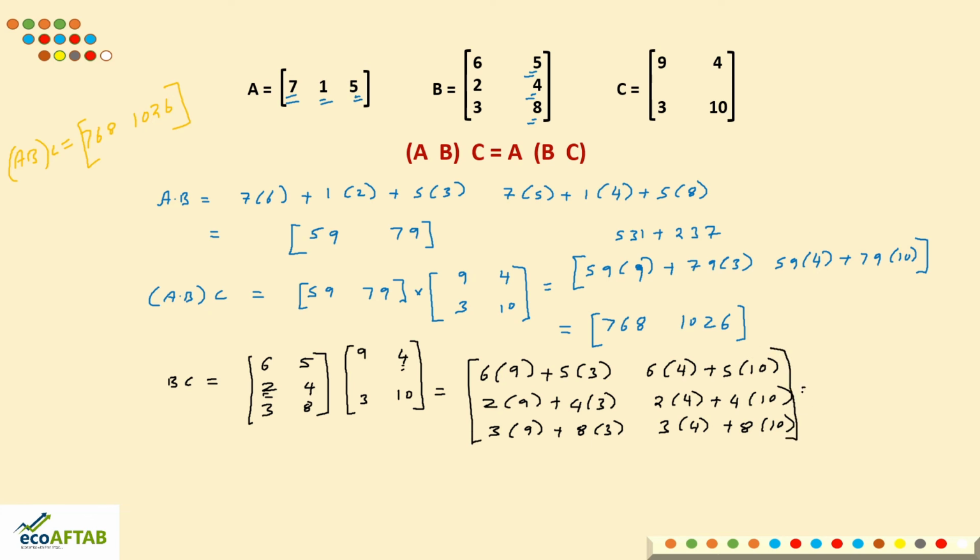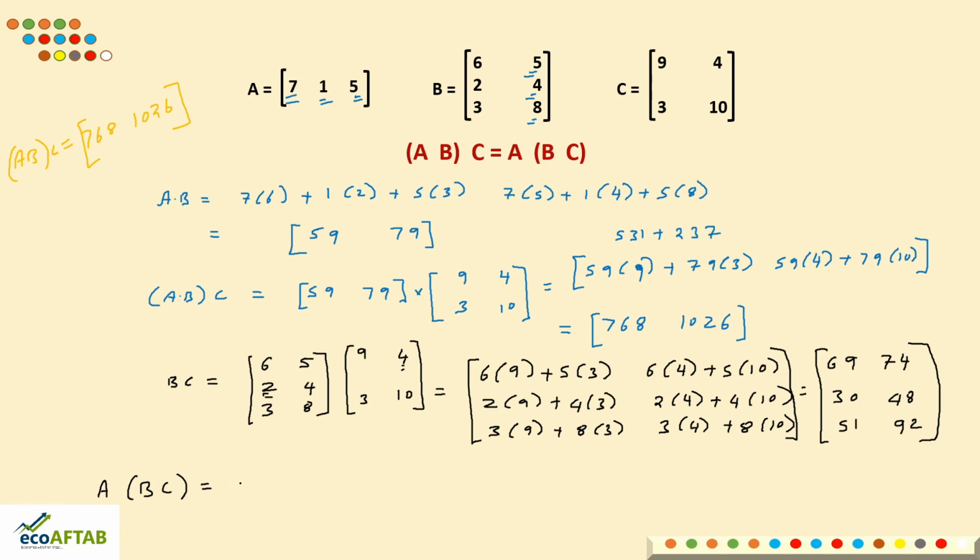Now when we actually multiply this and add it up, we are going to get 69, 74, 30, 48, 51, 92. So this is the new matrix we got. So this is with regard to BC. Now BC is there. We will multiply A along with it. So what will we get?